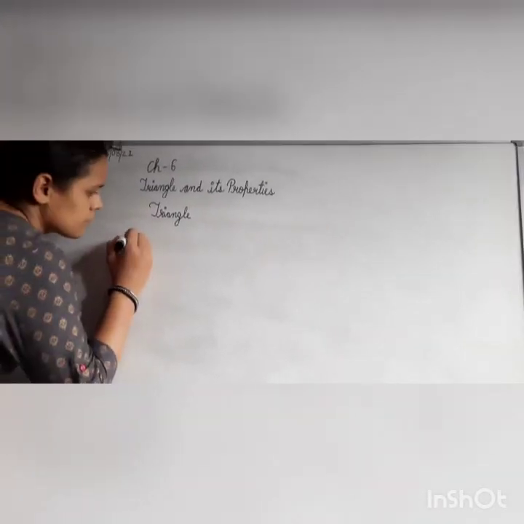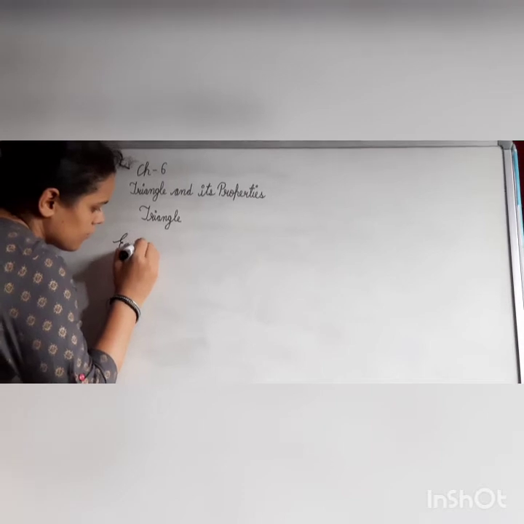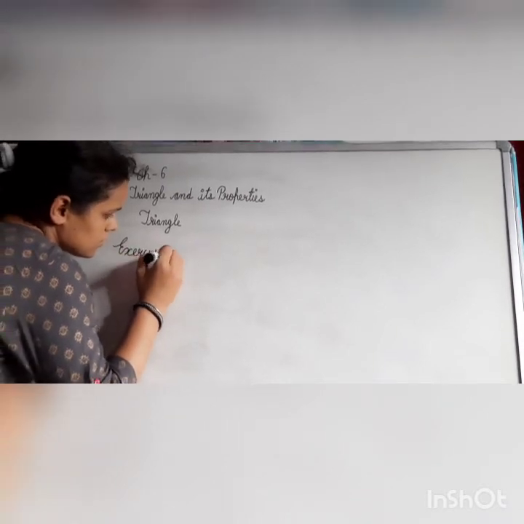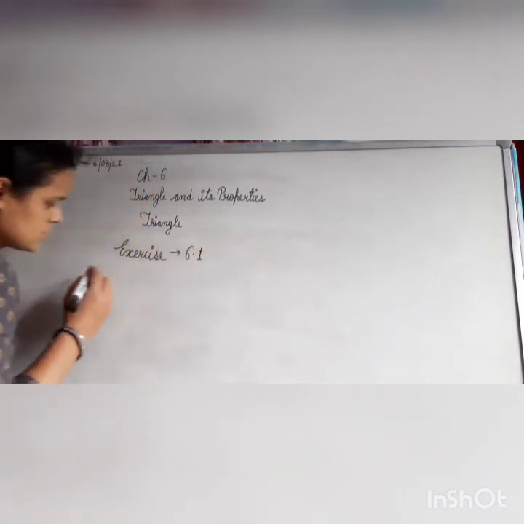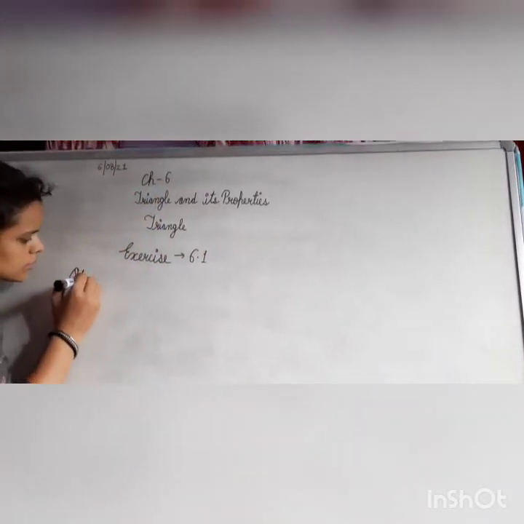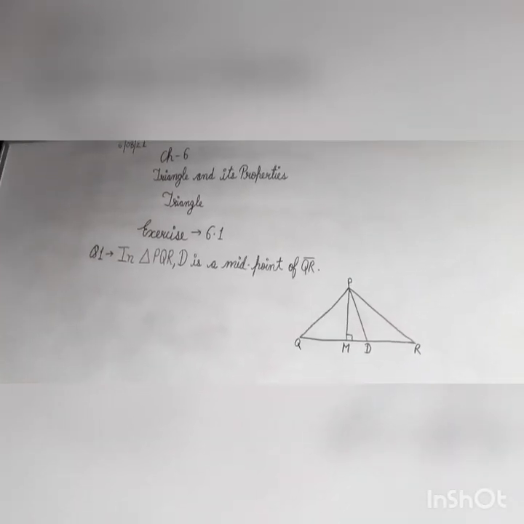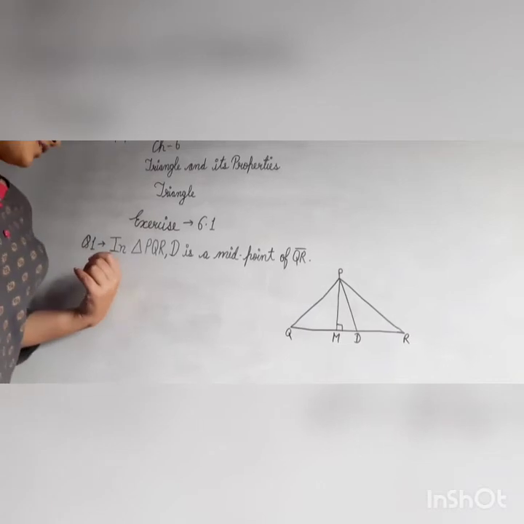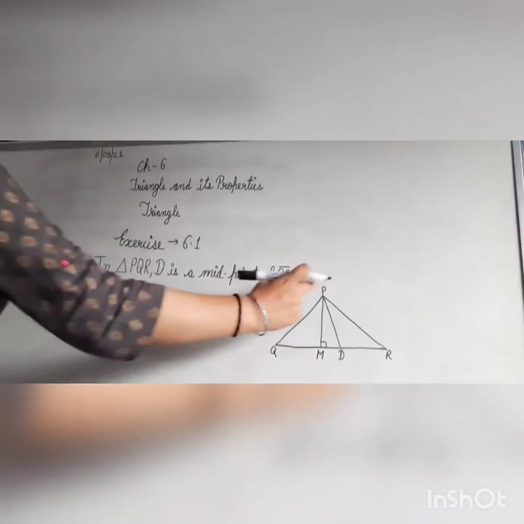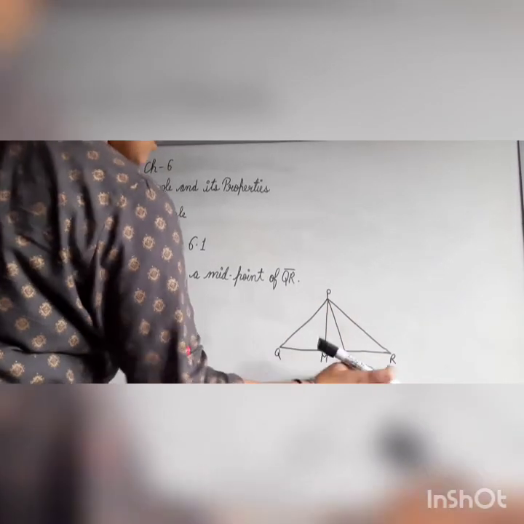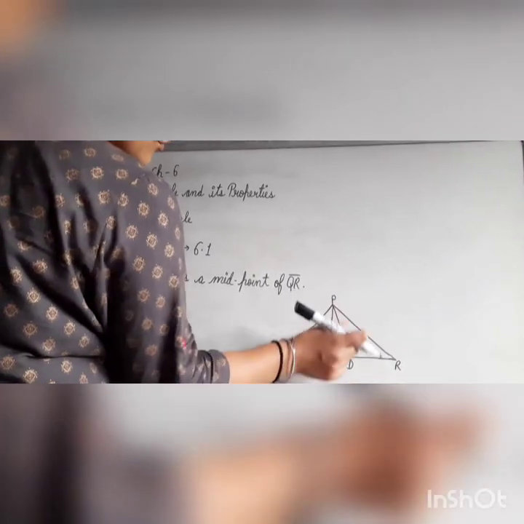Now we will do exercise 6.1 question number 1. Question number first is, in triangle PQR, D is the midpoint of QR. This is a triangle PQR and D is the midpoint of QR.